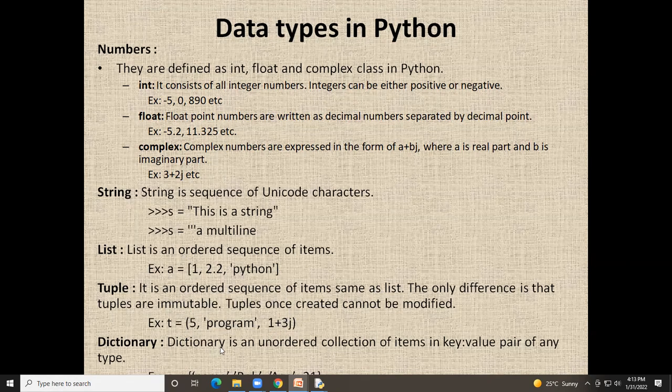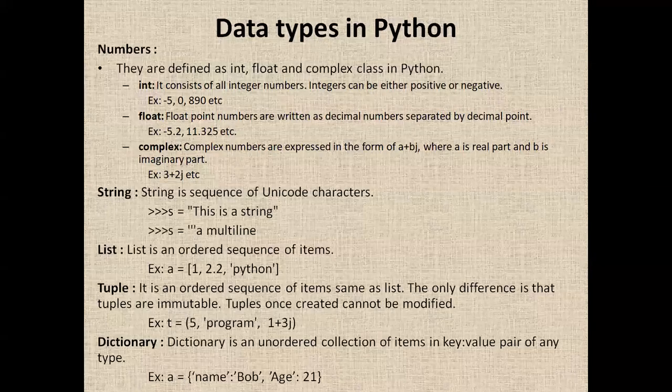And the last one is dictionary. A dictionary is an unordered collection of items, and it is mainly given in key and value pairs. Like this, if a is a variable, you have declared it in curly brackets, and here name and age, both of them are keys, and the values for those keys are, for name the value is Bob and for age the value is 21.